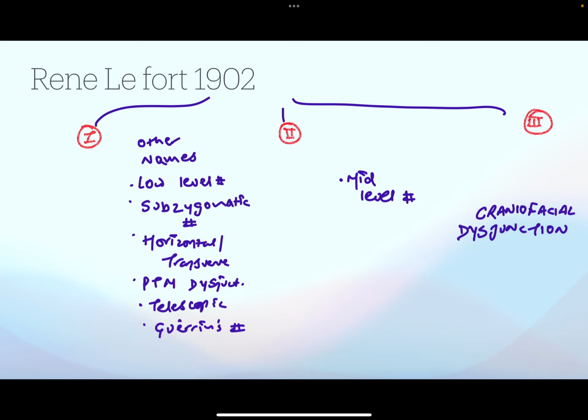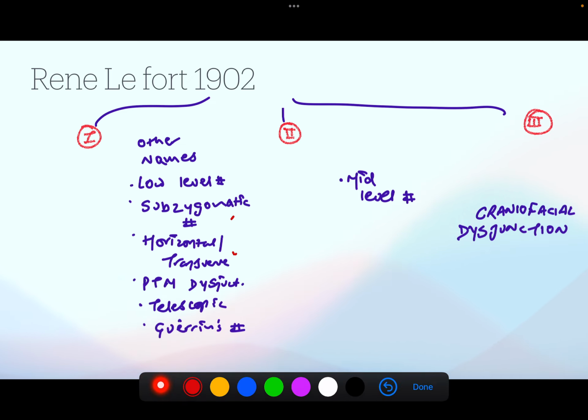Also, it is also known as subzygomatic or horizontal or transverse. Subzygomatic because it is below the zygoma, horizontal and transverse because of the fracture line. Pterygomaxillary disjunction will be there. Telescopic when both the fracture segments move towards each other rather than moving apart. Guerin's fracture, which is hematoma at the junction of hard palate and soft palate.